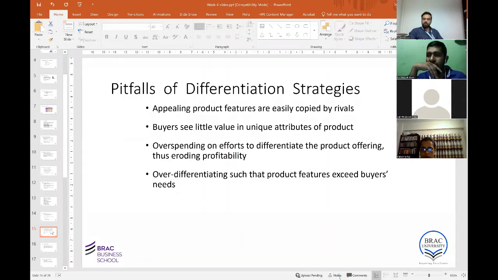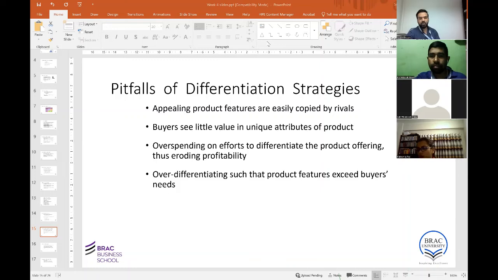Obviously, every strategy has some pitfalls or downsides, and you need to keep that into consideration as well, because a differentiation strategy could also lead to some problems. The problems are: appealing product features are easily copied by rivals. When you come up with some appealing product strategies, well, guess what? New entrants will easily copy that. Your rivals can easily copy that.